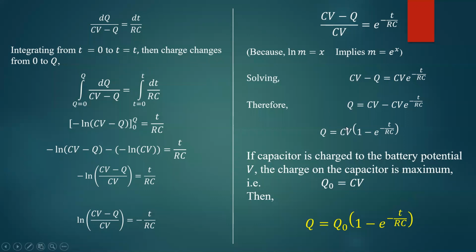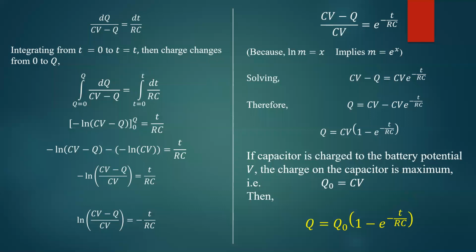Substitute here, instead of CV, you put it as Q0. So therefore, finally, you will get the expression for instantaneous charge Q is equal to Q0 into 1 minus e to the power minus T by RC. So this is how you can derive the expression for instantaneous charge on the capacitor during the charging of the capacitor. So this is the expression for charging of the capacitor.